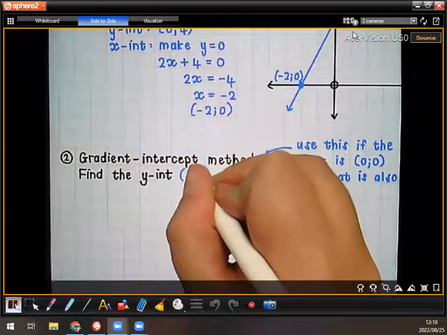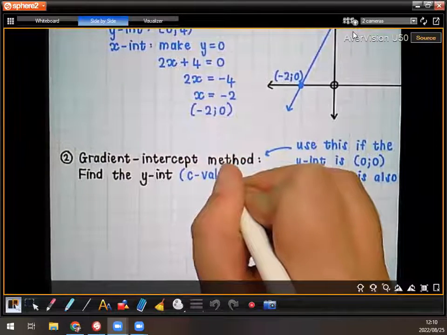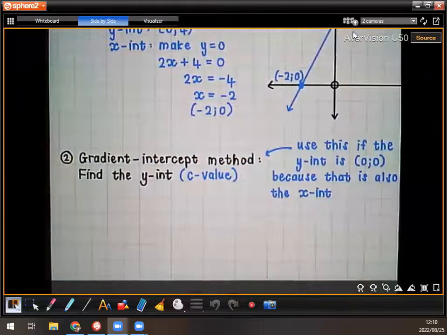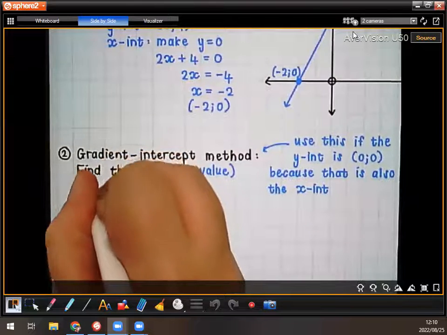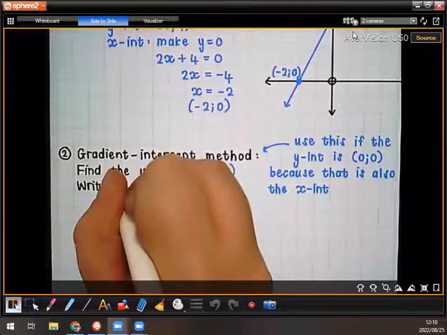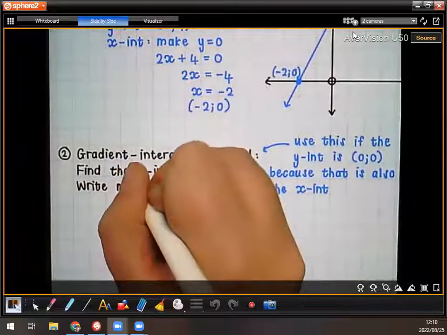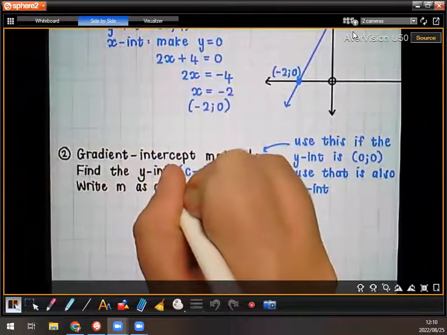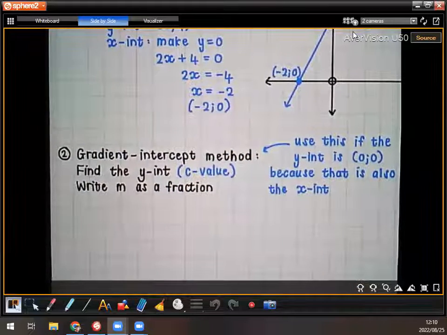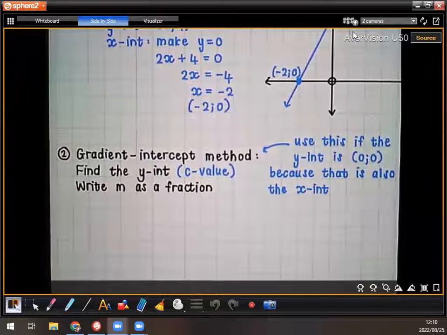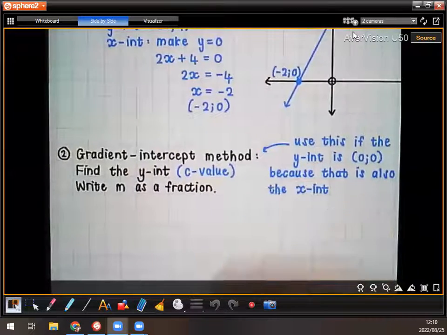Okay, so I'll show you now. Find the y-intercept, which we know is the c value. Then you're going to write the gradient. So write m as a fraction. Guys, if your gradient is already a fraction, obviously you don't have to write it as a fraction again. I just mean if your gradient is like 2, you're going to write it as 2/1, instead of just 2. So that would be step 2.